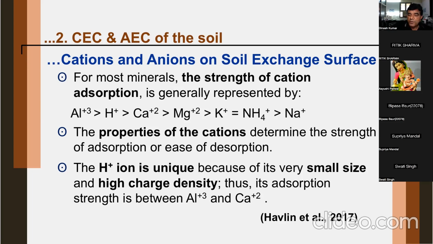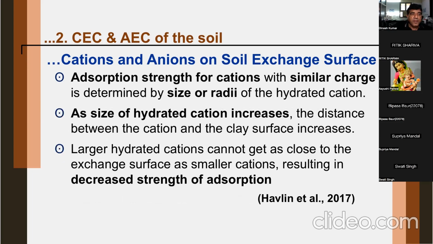Hydrogen ion is unique because of its very small size and high charge density. You were right. Its adsorption strength is between aluminum and calcium. So it is natural that the ions which are easily exchanged, their replenishment or buffering will be fast into the soil solution, and cations which have very strong attachment to the exchange sites, they will go slowly to the soil solution.